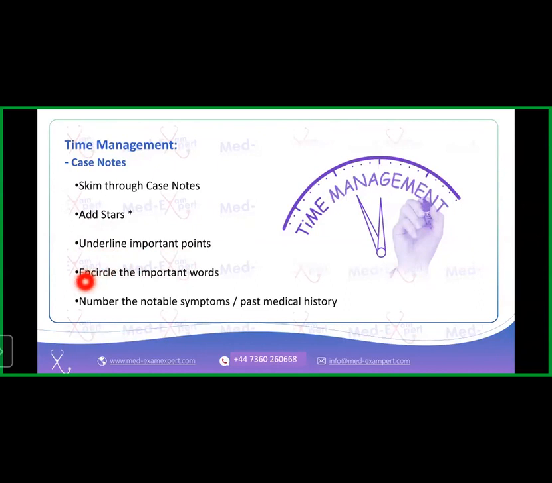Another option you have is to encircle the important words. Encircling can be very beneficial, as when you come for the second read of the case notes, the encircled thing will never go unnoticed. You have to be very precise, as you have very little time for the writing subtest. I think these strategies will help you in saving time. You can also use numbers. You can number the notable symptoms and past medical history.